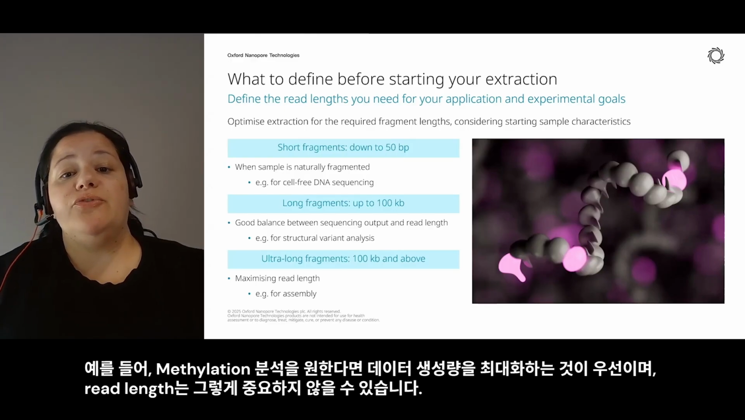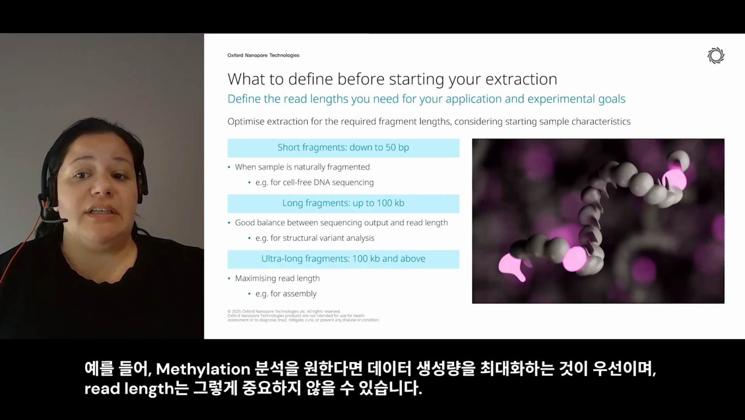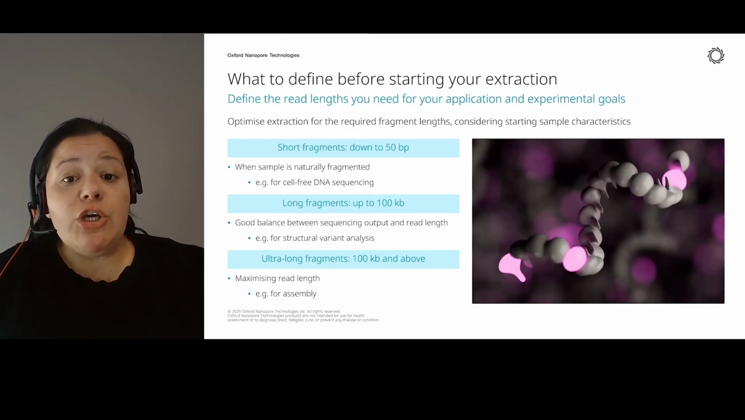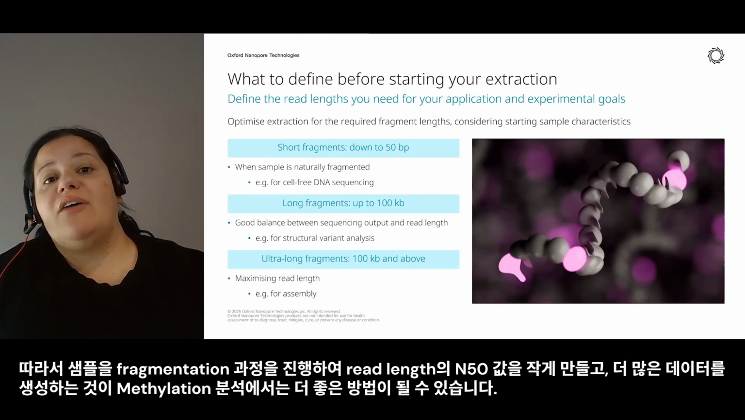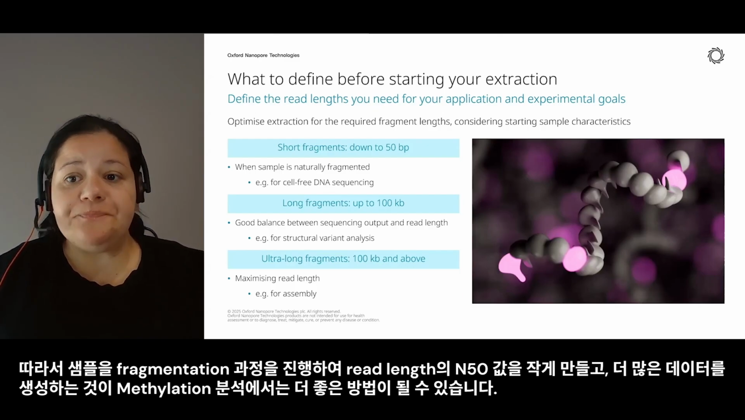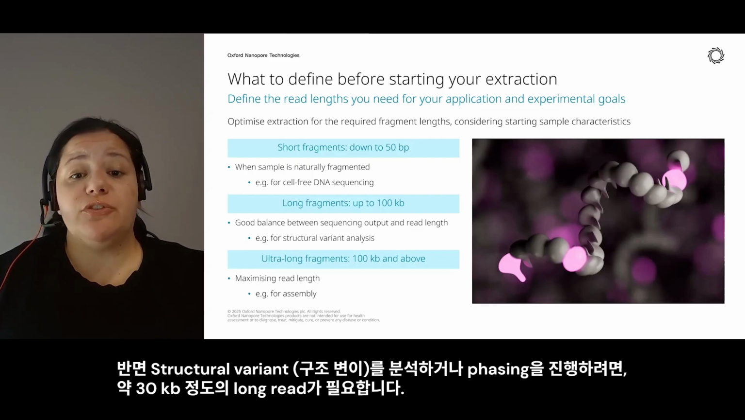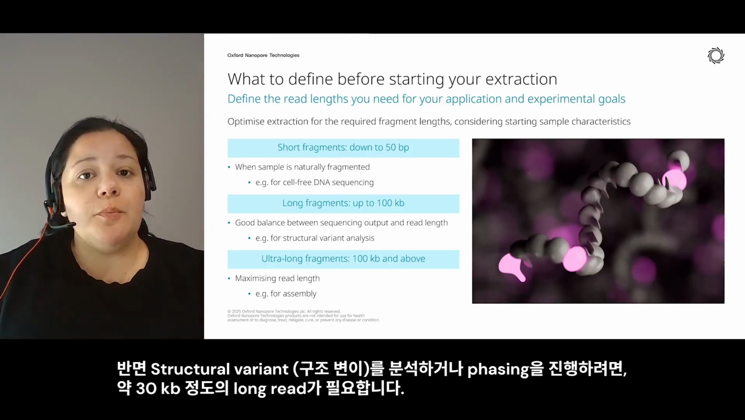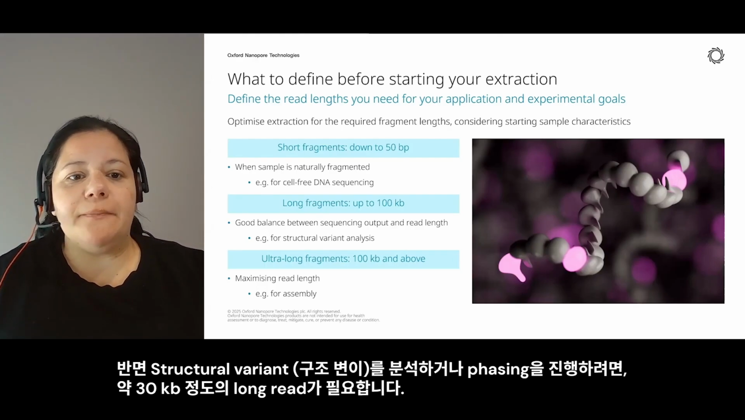So, for example, if you're looking at methylation, you probably want to maximize sequencing output, but read length is not that important. So perhaps you want to fragment your sample to make sure you have a shorter read length than 50, but you generate more data. However, if you're looking at, for instance, sequencing structural variants end-to-end and performing phasing, then you probably want longer reads, let's say about 30 kb.